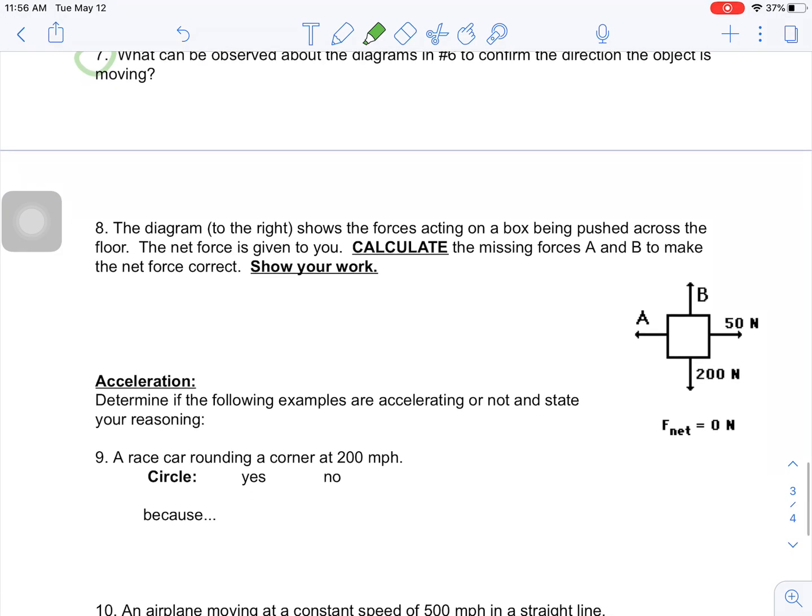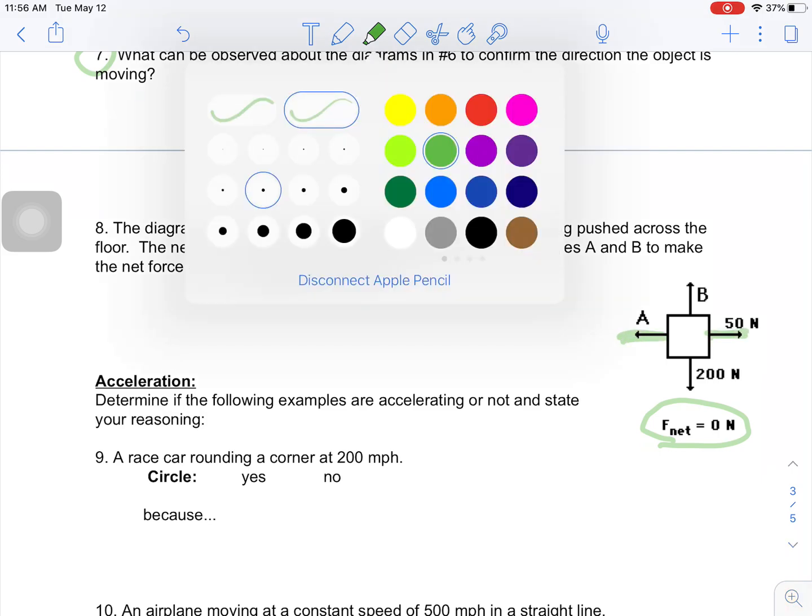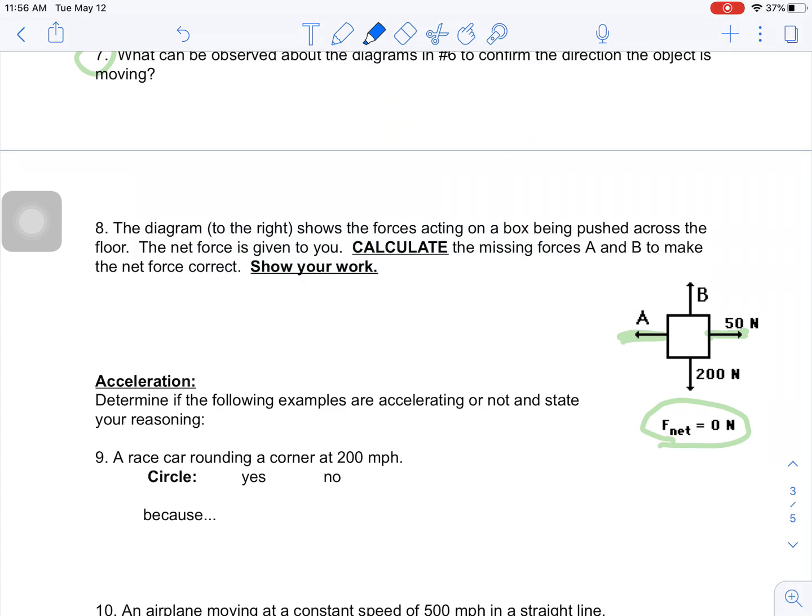Number 8, here we've got forces acting on a box being pushed across the floor. Again, you've got the net force, so this is a lot like that previous one. Again, you're working the opposites. So just a reminder there. So here we have the net force of 0. So what's that going to mean for the opposing forces if everything totals up to 0?